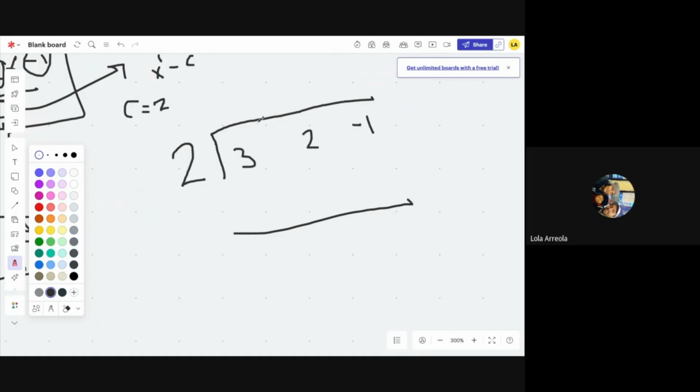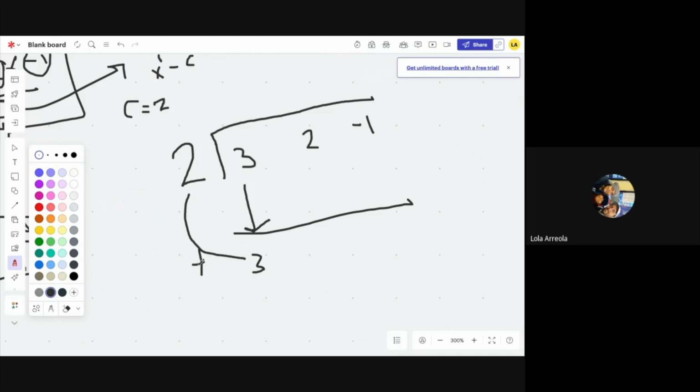After I've labeled each coefficient and established what c equals, which is my divisor, I'm done with my box. Now I draw a line underneath, and the first thing I do is put down the first value underneath the line. So now I have 2.